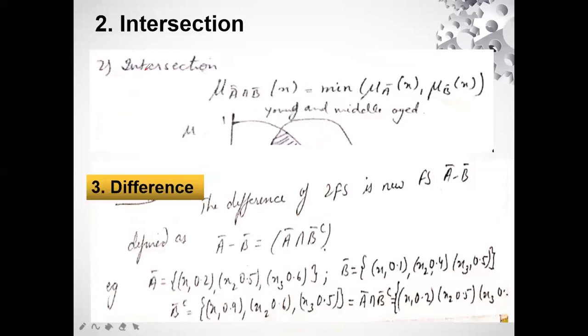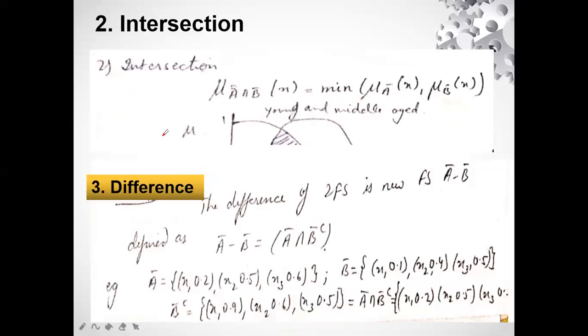Now do the intersection part. What is intersection? It is what is common to both sets. One set was young age people, the second set was middle aged people. Here we have graphed this dash part. Why this dash part? Because this is common for both the fuzzy sets A bar and B bar.